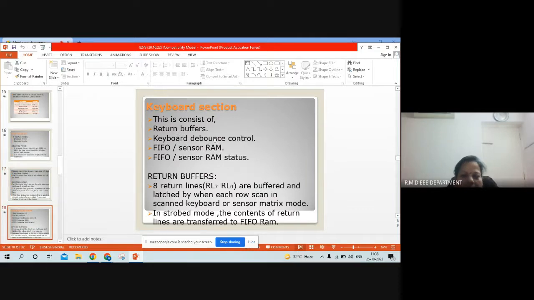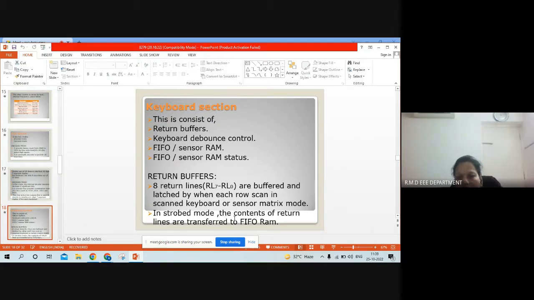And coming to the keyboard section, it consists of various blocks like return buffers, keyboard and debounce control, FIFO sensor RAM, and FIFO sensor RAM status. Coming to the return buffers, we all know that a keyboard matrix has a row and column matrix. The return lines RL0 to RL7 are buffered, and they are latched when each row scans the keyboard or sensor matrix codes. These act as a row for both the scan mode and the sensor mode.